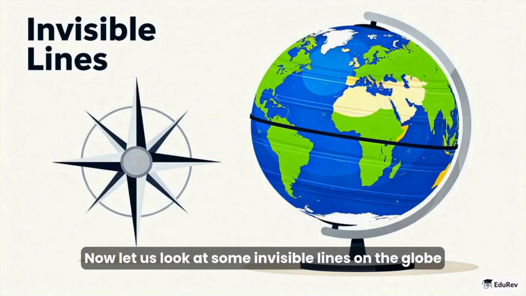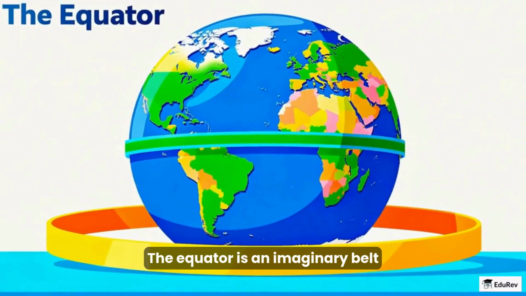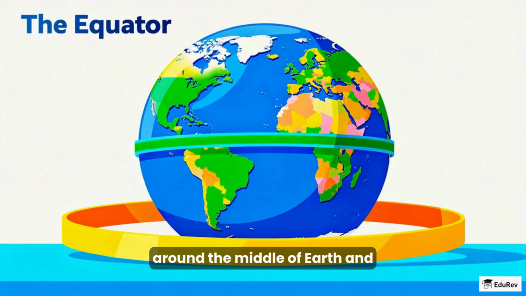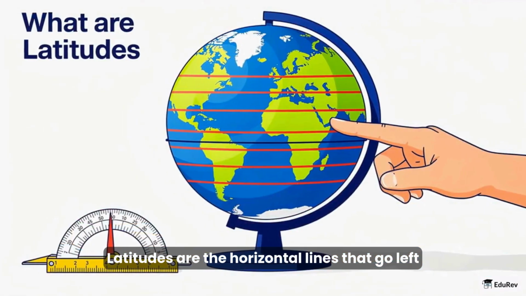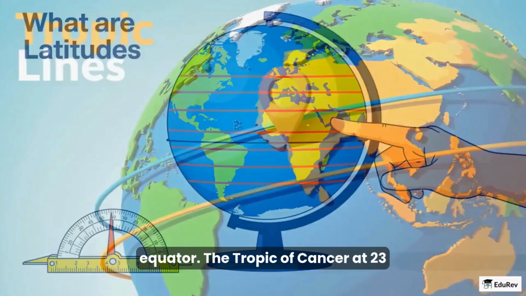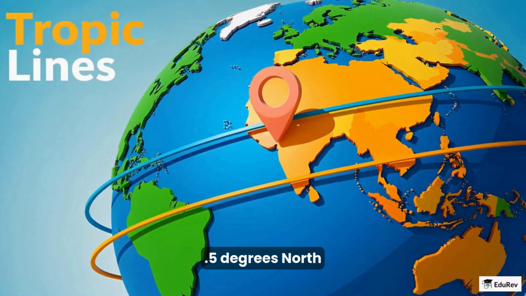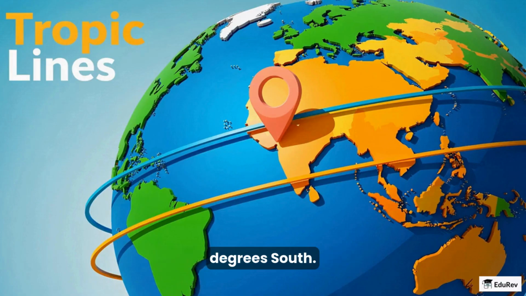Now let us look at some invisible lines on the globe that help us find places easily. The equator is an imaginary belt around the middle of Earth, and it divides Earth into 2 halves, the northern and southern hemispheres. Latitudes are the horizontal lines that go left to right on the globe, and they tell how far a place is from the equator. The Tropic of Cancer at 23.5 degrees north passes through India, and the Tropic of Capricorn is 23.5 degrees south.